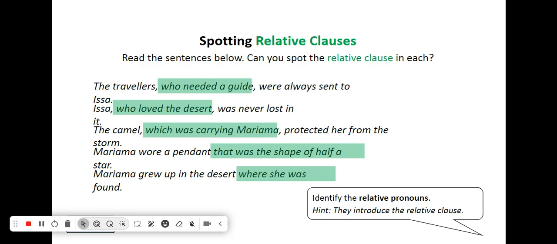The first one, we're actually talking about persons, so in place of that person we're going to choose who. The second one is the same. The third one is the camel, so we choose which. The fourth one we choose that, and we said that can replace any other relative pronoun. So the last one is where, and we were talking about the desert, so as a place, we're going to say where.